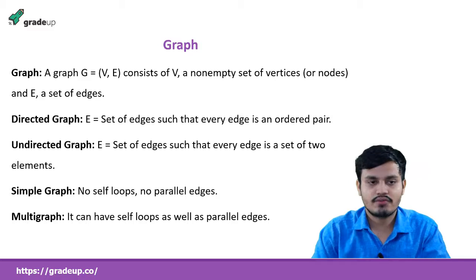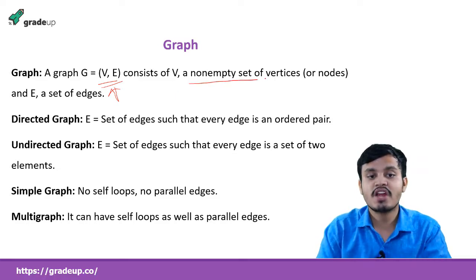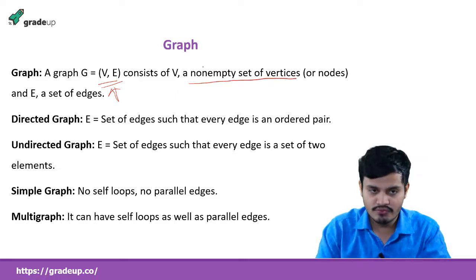What is a graph? A graph is a set of vertices and edges, where V is a non-empty set of vertices. The set of vertices should be non-empty. E is the set of edges.